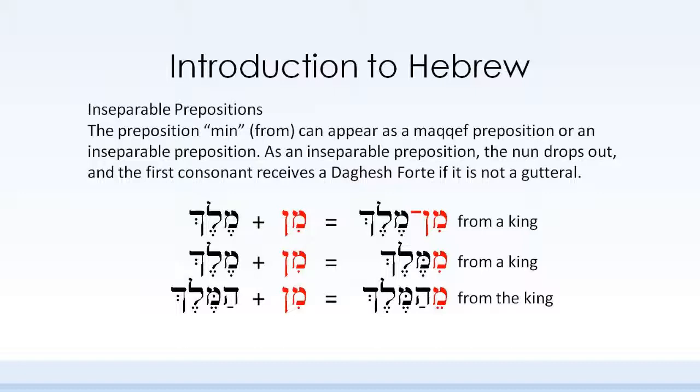they are written differently. In the third example, ha-melech, the king, is joined with min to form me ha-melech. In this particular case, the hey is a guttural letter and cannot take a dagesh forte. Instead, the hirik underneath the mem has lengthened to a sere.